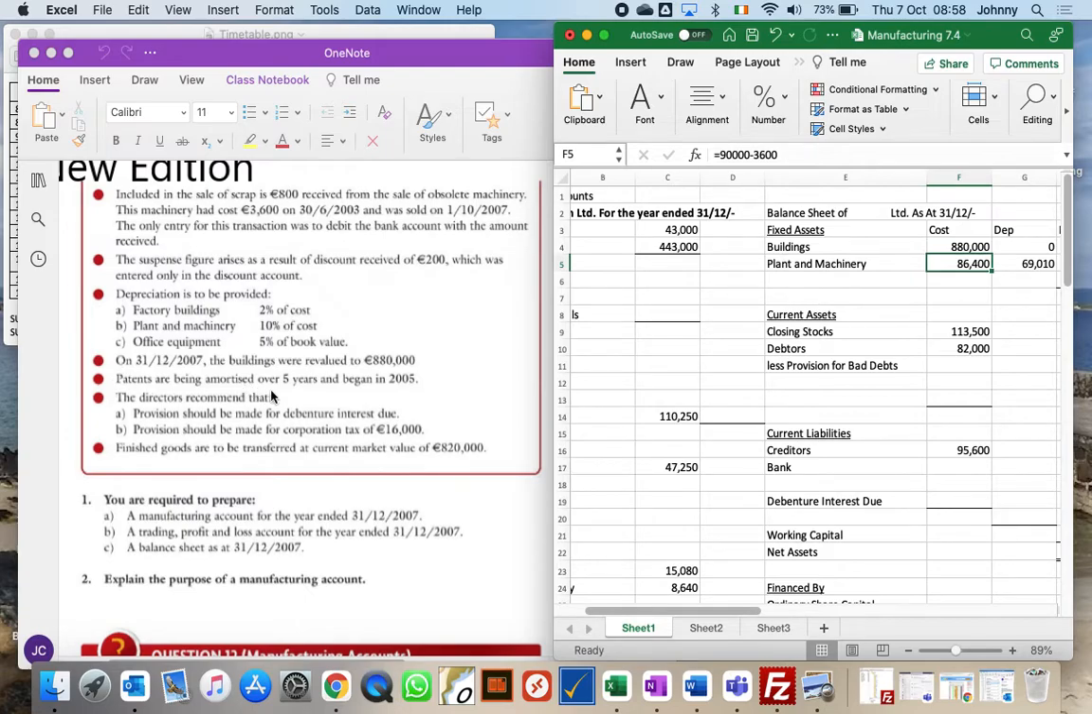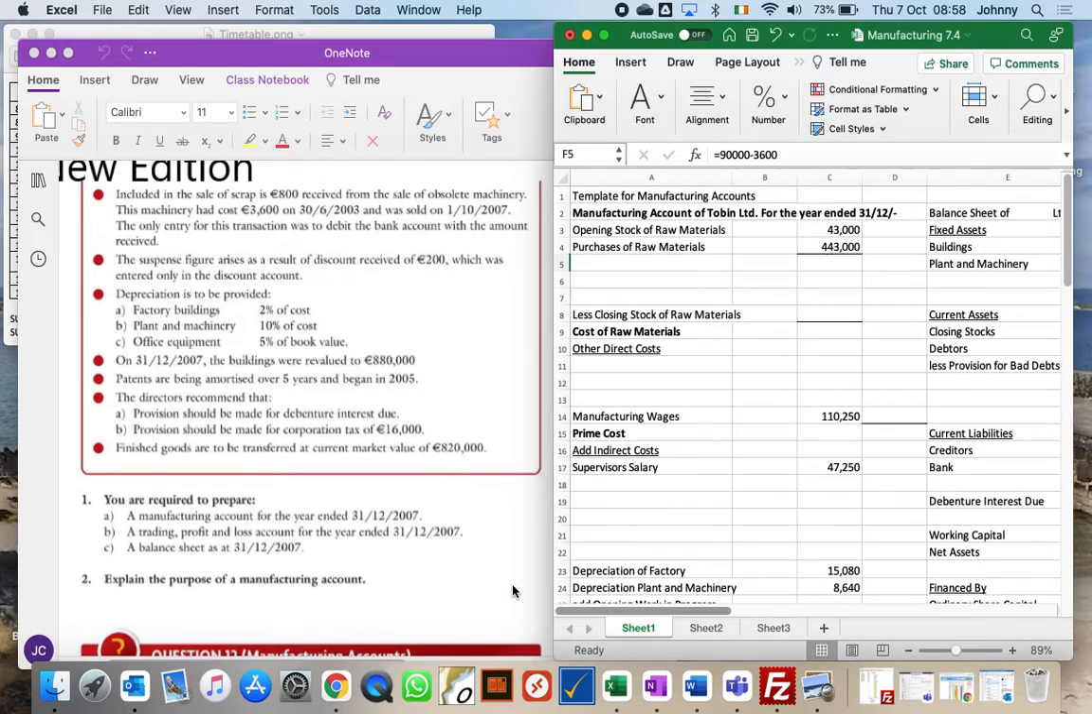Next one, patents are amortized. So this is depreciating a patent. They've been written off over 5 years, beginning 2005. Now, patents are associated with goods I make, so writing them off is going to be included in the cost of a manufacturer. So I'm going to put those in here. So patent write off. That's going to be included as another indirect cost that's associated with the factory itself, and it's been written off over 5 years, beginning in 2005.